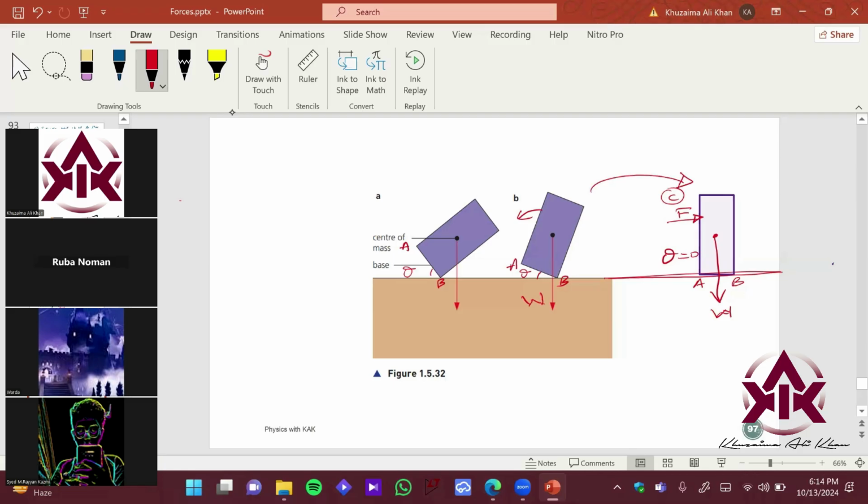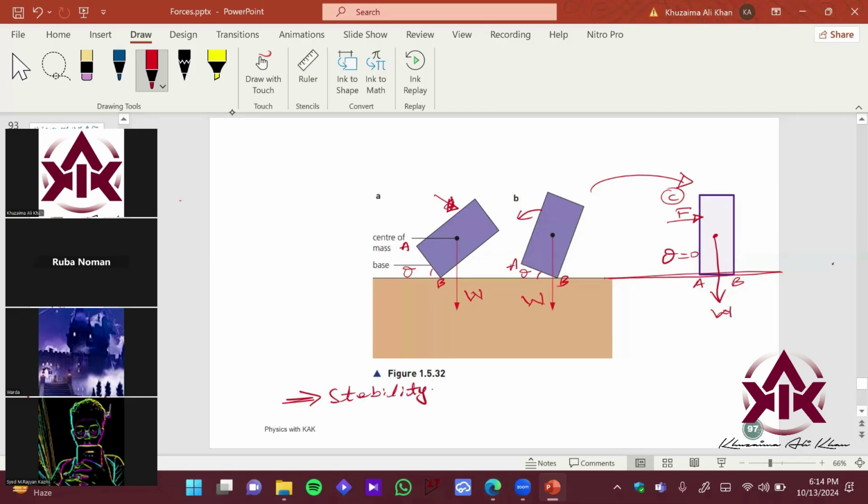Now at scenario A, what is happening? My W, my center of gravity, is getting out of A and B, right? So now this would not regain its original shape. If I leave it, it will topple down. So what is stability?